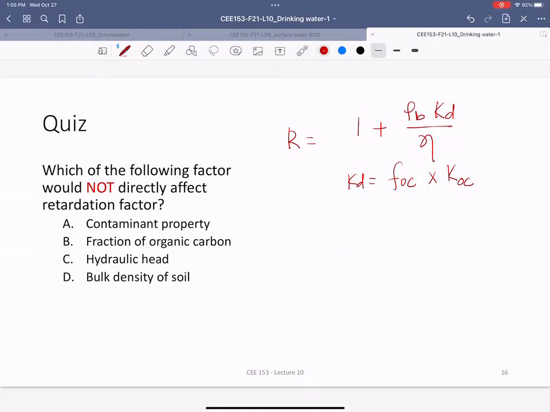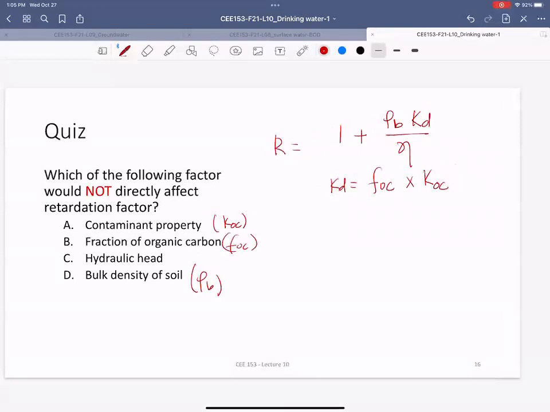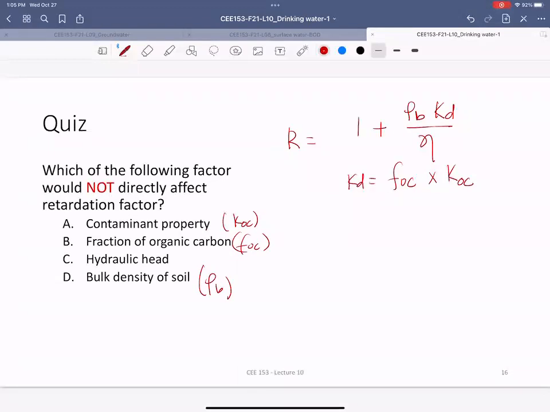All right, so as you can see over here, this is bulk density, fraction of organic carbon, that's FOC. Contaminant property is basically how strong the contaminant is binding to soil, that's KOC. The only thing that you don't have here is hydraulic head. Hydraulic head controls the speed at which the water moves. It's nothing to do with retardation factor directly.